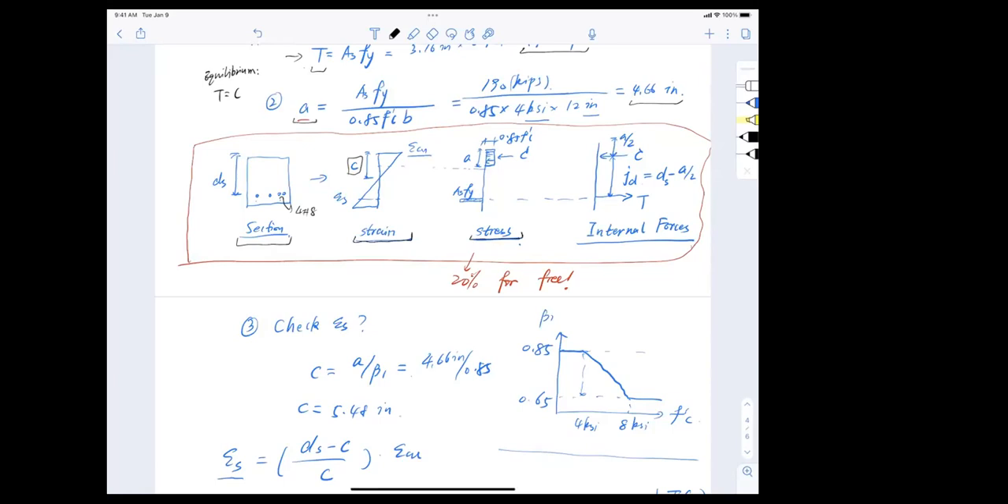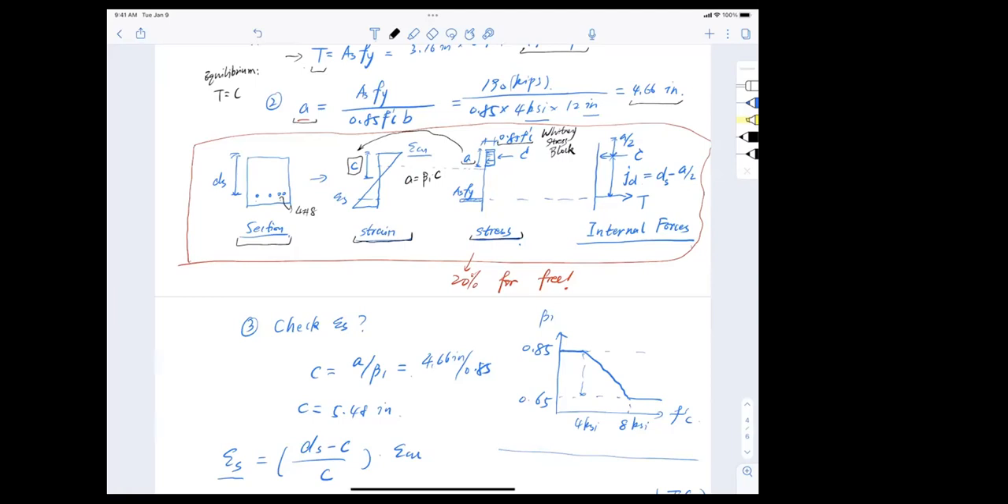When you draw the stress diagram, first thing first, the top rectangle is the Whitney stress block. It has a width of 0.85 f'c and a length of a. Be careful, the relationship of a with c is that a equals beta 1 times c. And then we're trying to find the tension force.